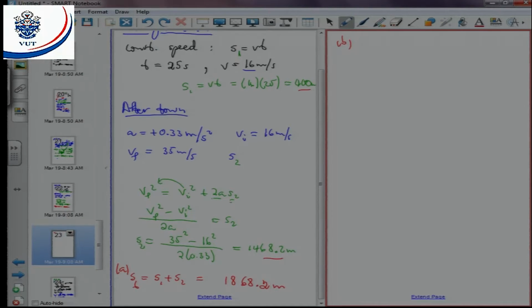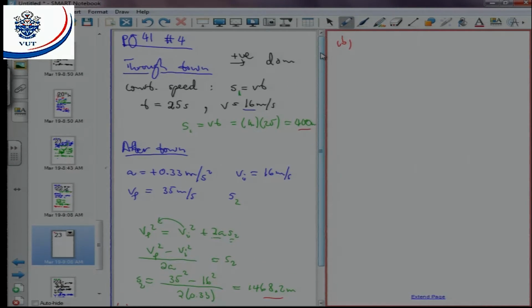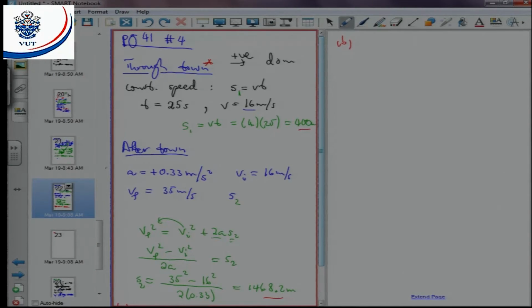So what we need to do is first find the average speed through town, find the average speed after town, and then the average speed for both of these trips. Okay, so for through town, the average speed is just v. So v is equal to v average because it's a constant speed, which is just 16 meters per second. And then after town, the average speed is found by adding the final and the initial and dividing by 2. So v average is 1/2 times Vf plus Vi.